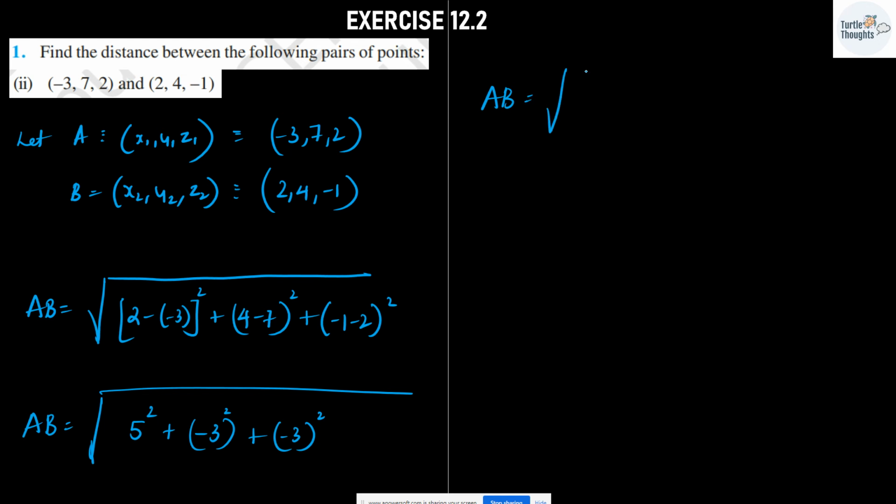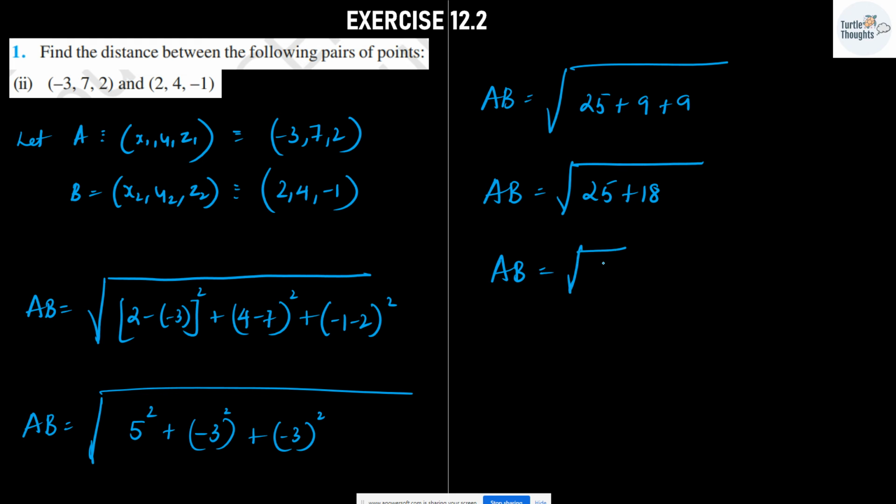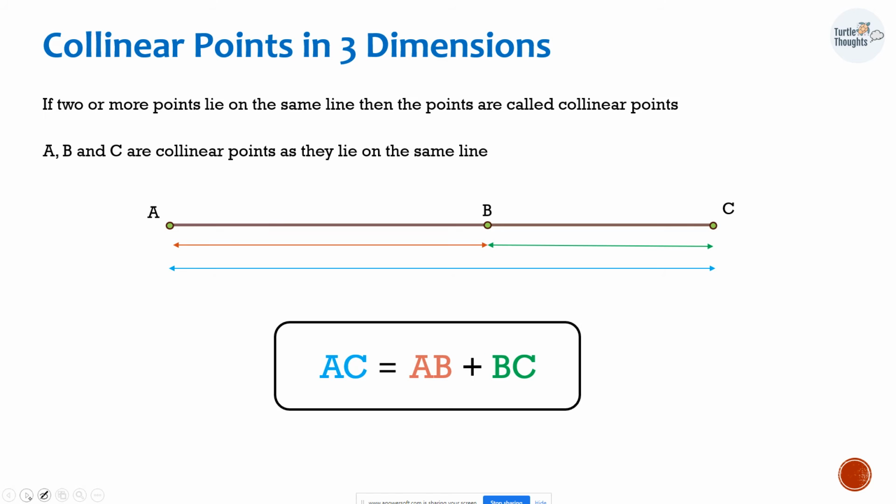AB is going to be equal to under the root 5 square is 25, minus 3 square is 9, again the minus 3 square is 9. AB is going to be equal to 25 plus 9 plus 9, which is 43. So AB can be written as root of 43. Since 43 is a prime number, I can leave it as it is. So AB is root 43 units. I hope this problem is clear.